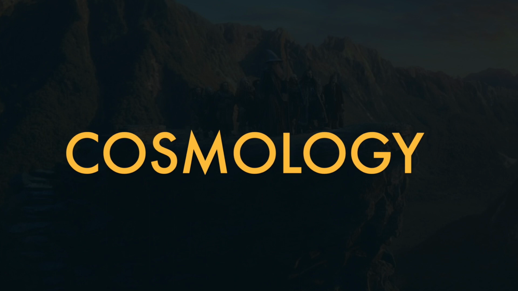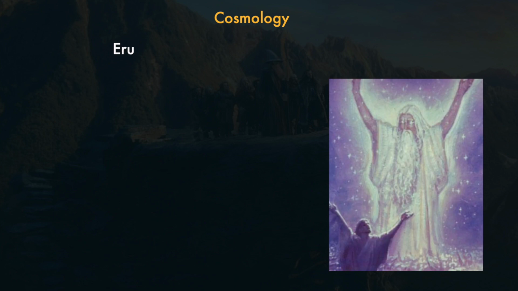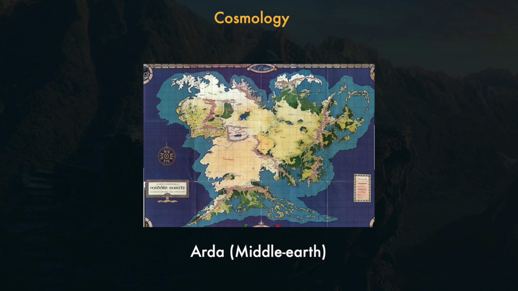For a better understanding, let's take a quick look at the cosmology of Middle-Earth. At first, there was Eru, the one who is also known as Ilúvatar by the inhabitants of Middle-Earth. He can be likened to God in this universe. The universe is named Ea, and Middle-Earth is known as Arda.